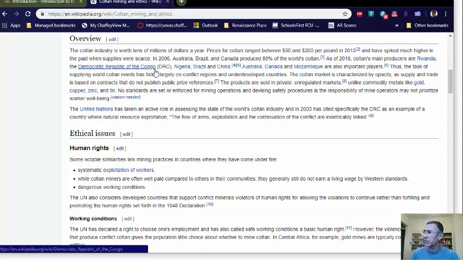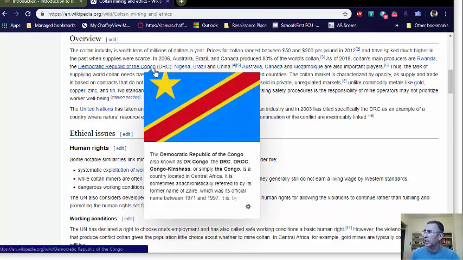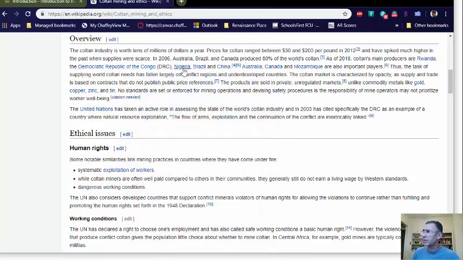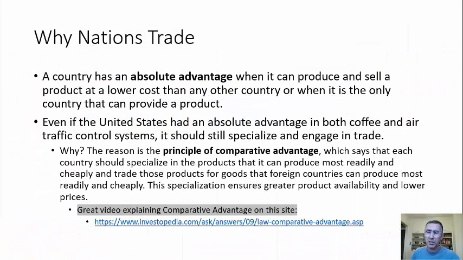Democratic Republic of the, sorry, not CAR. I was wrong. It's the Republic of the Congo, and Nigeria, Brazil, China. All these countries mine coltan, and if you think about this ore, it's very valuable, so these countries have an absolute advantage over other countries that don't produce it. There you go.